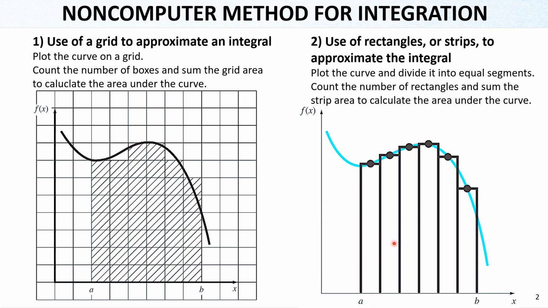Then calculate the area of these to get the area under the integration in between A and B. You can count the number of rectangles and sum the strip area to calculate the area under the curve, simply. So these are two methods that you can use for integration as a non-computer method.